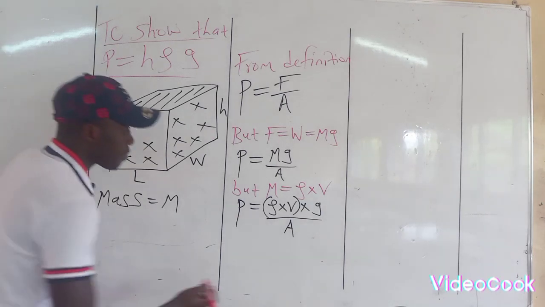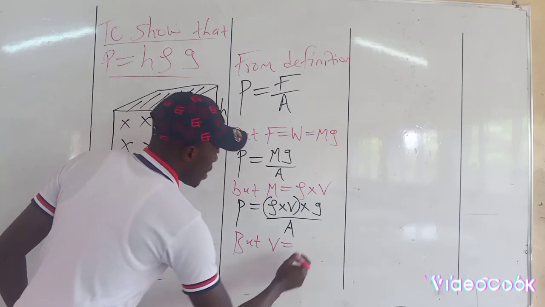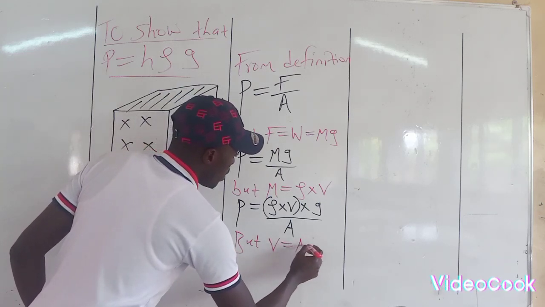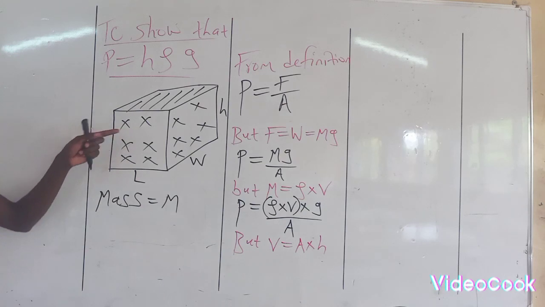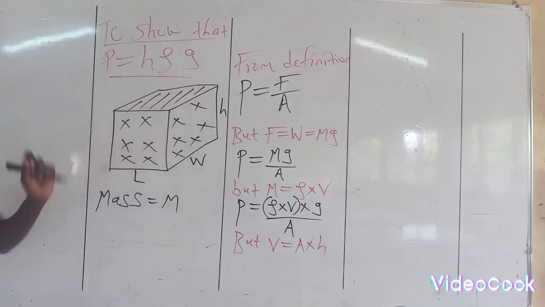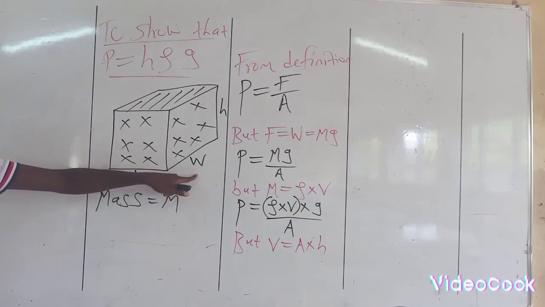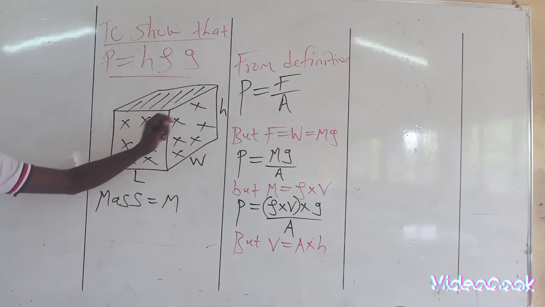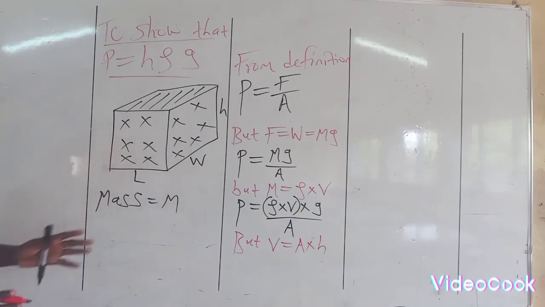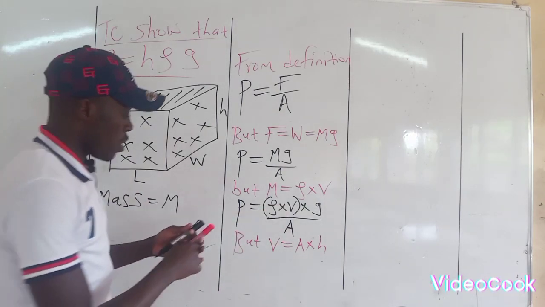Then we also know that volume is given by cross-section area times height. The volume of this shape is given by length times width times height, but length times width is the cross-section area. So in other words, the volume of this body is given by cross-section area times height.